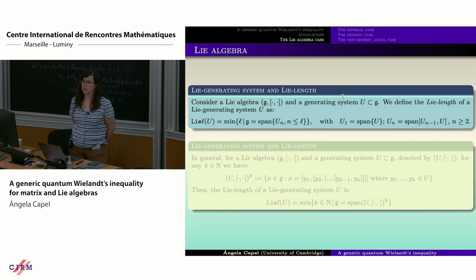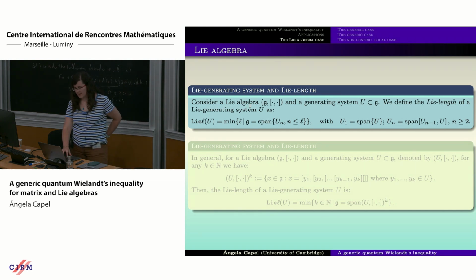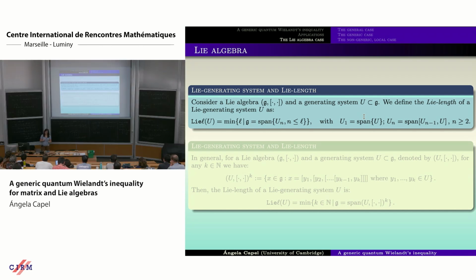So again, a system for which we are promised that at some point is going to be generating the whole Lie algebra. So in the same way as before, we can define the Lie length as the minimum L such that our Lie algebra is spanned by this U_L. Another way to define the U_L is, well, first I take my U, so I define U_1 as the span of U, then U_2 as the span of U_1 and U, and so on and so forth. No? And when we take all these U_L, the first L for which we can stop is going to be the Lie length of the Lie algebra.